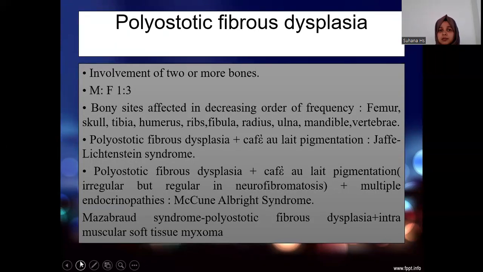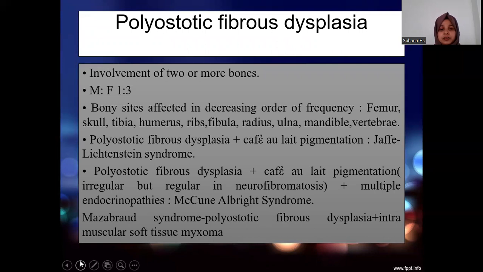Next lesion is polyostotic fibrous dysplasia. Here, involvement of two or more bones occurs. There is a female predilection of 3:1, and the bones affected are femur, skull, tibia, humerus, ribs, fibula, radius, ulna, mandible, and vertebrae.